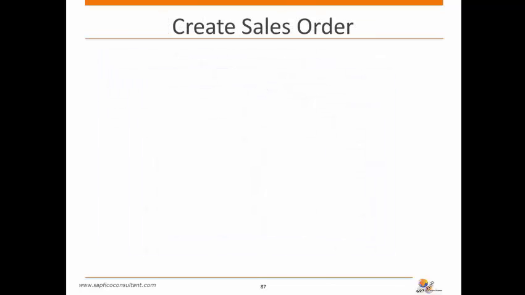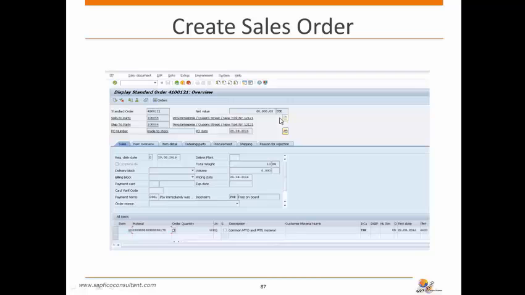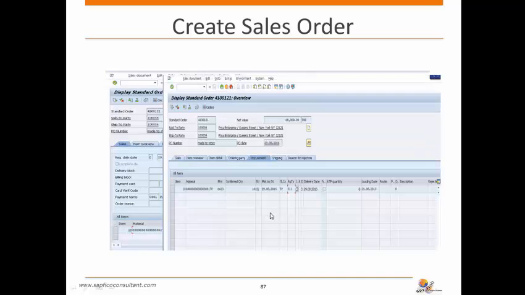So now let us create a sales order. The sales order is created. This is the sales order which has been created for the material, and the order quantity is 10 kg, item category is 10. And we are finding that the requirement type is 011. So 011 is basically made to stock.